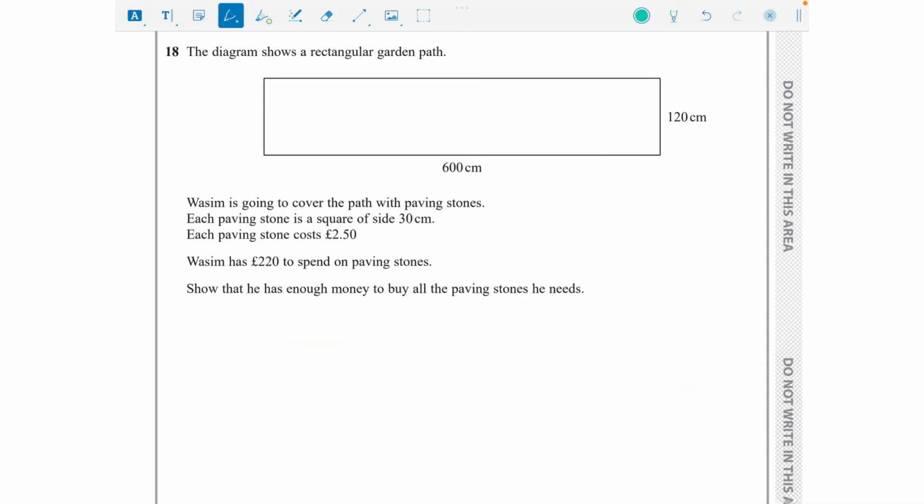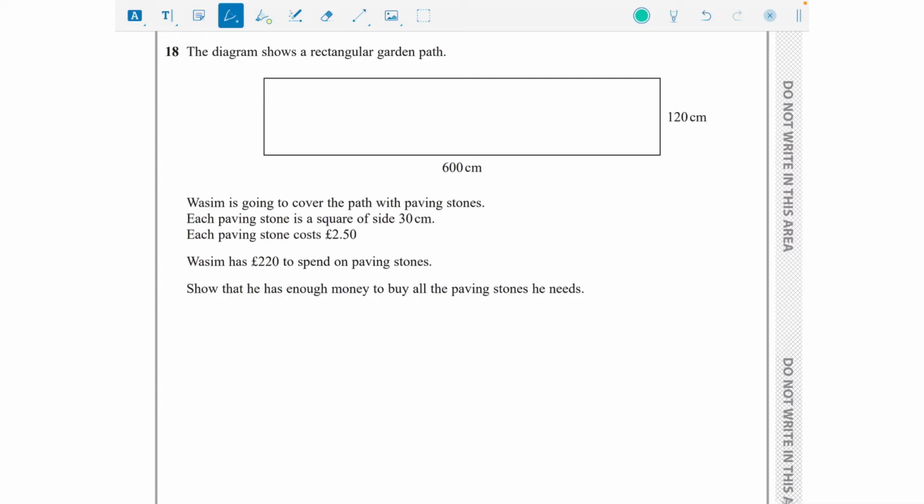The diagram shows a rectangular garden path. Wasim is going to cover the path with paving stones. Each paving stone is a square of side 30 centimetres. Each paving stone costs £2.50. Wasim has £220 to spend on paving stones. Show that he has enough money to buy all of the paving stones that he needs.